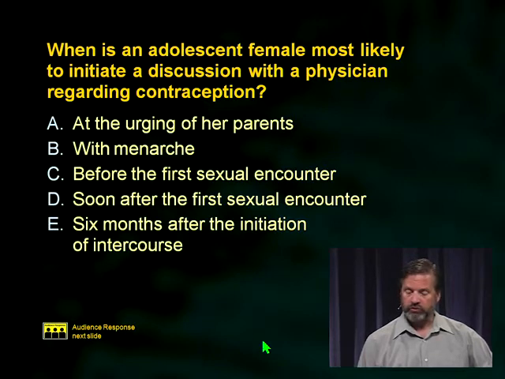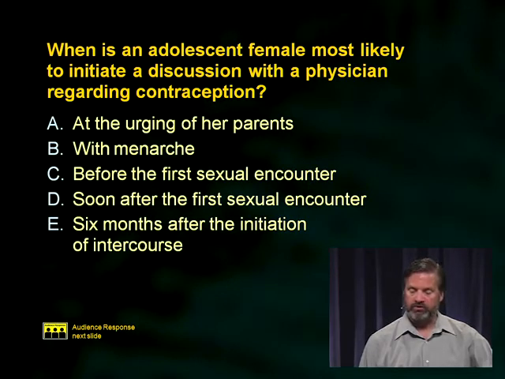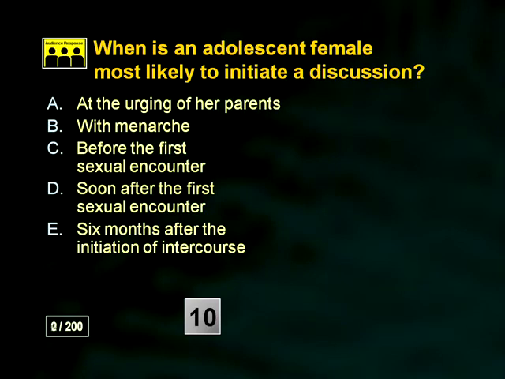So another question for you. When is an adolescent female most likely to initiate a discussion with a physician regarding contraception? Is it A, at the urging of her parents, B, with menarche, C, before the first sexual encounter, D, soon after the first sexual encounter, or E, 6 months after the initiation of intercourse? Which of those is correct?